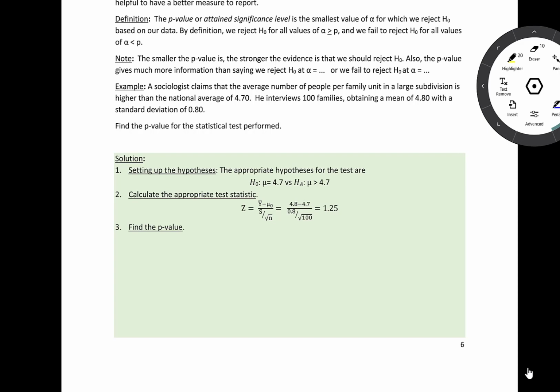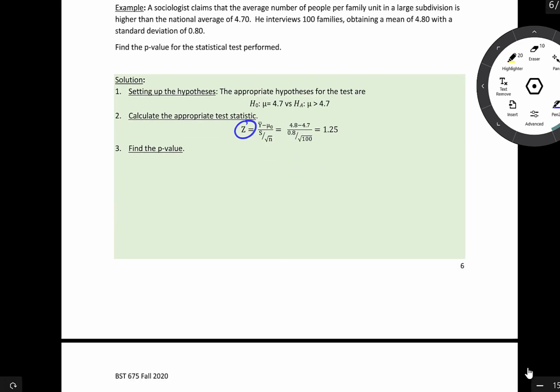So here we have our hypotheses we've seen before, and we have our appropriate test statistic. Notice that our test statistic here is a z. Often the name of the test statistic corresponds with the distribution. So here our test statistic is a z, so we know that corresponds to a standard normal distribution.